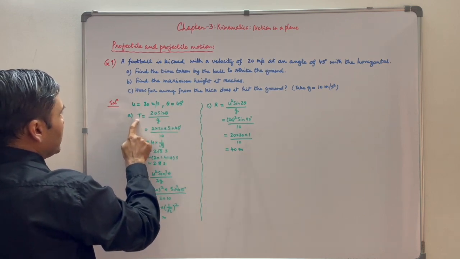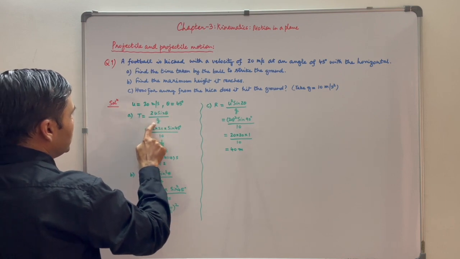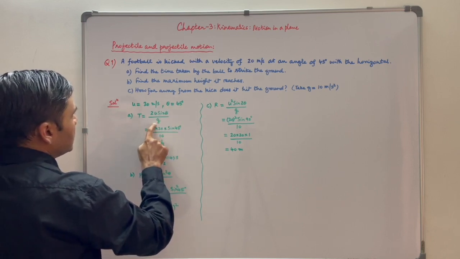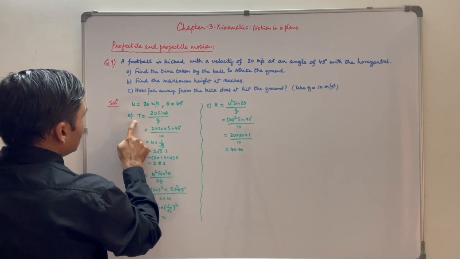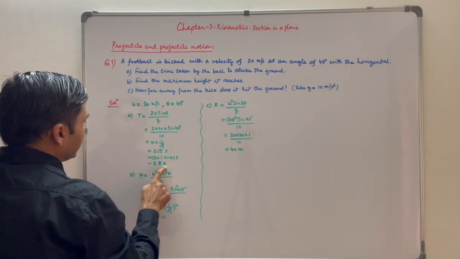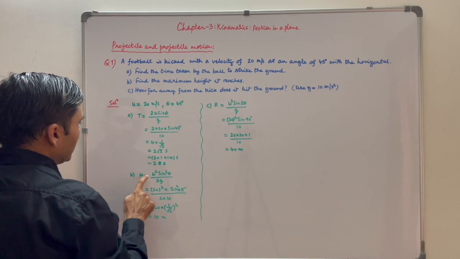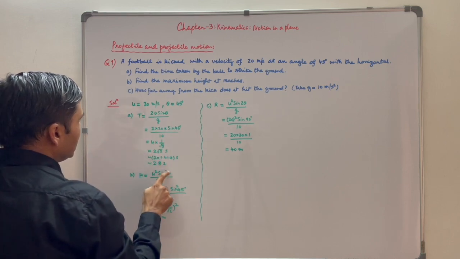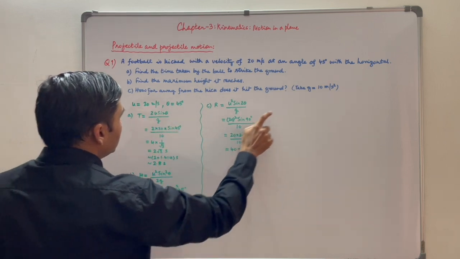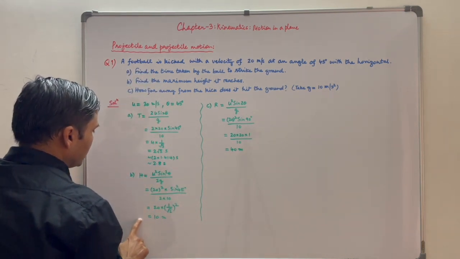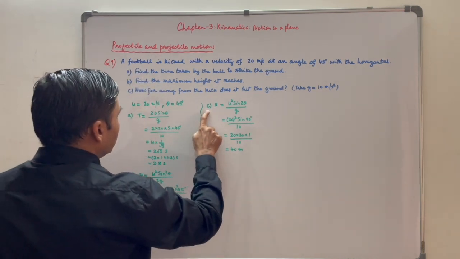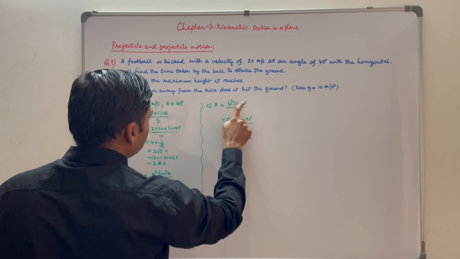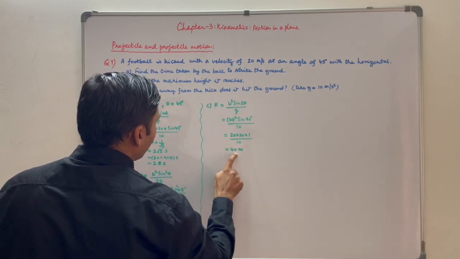Part A, time of flight is given by 2u sine theta upon g. u is given as 20 meters per second, theta is given as 45 degrees, and g is given as 10 meters per second square. So time of flight comes out to be 2.8 seconds. Maximum height is given by u square sine square theta upon 2g. Substituting the values, maximum height it reaches is 10 meters. Part C, range is given by u square sine 2 theta upon g. Substituting the values for u, theta and g, range comes out to be 40 meters.